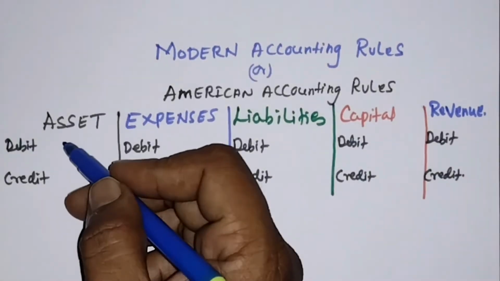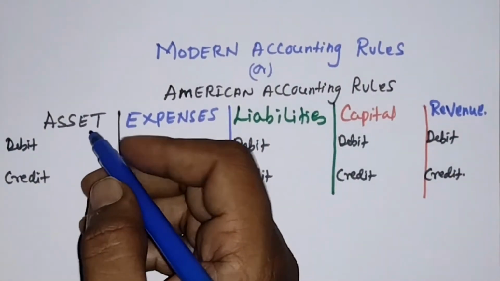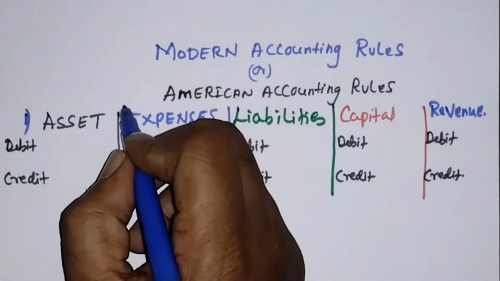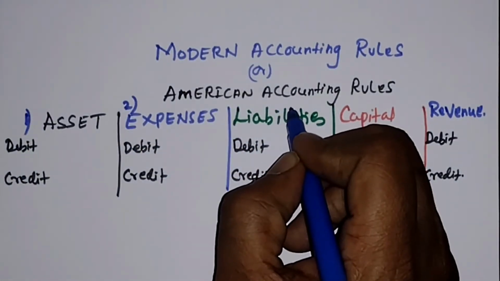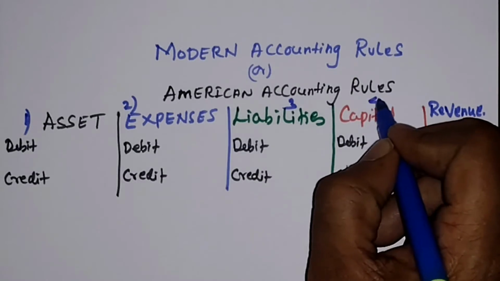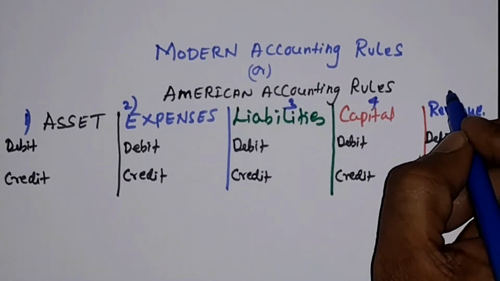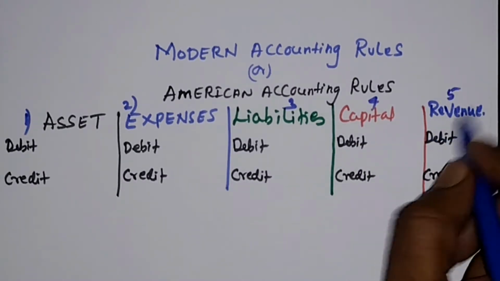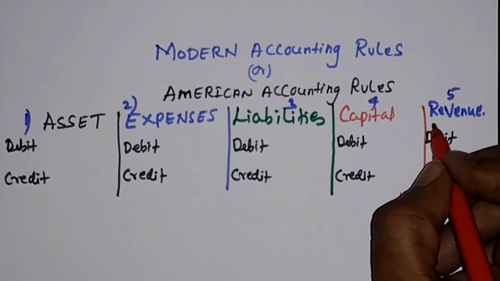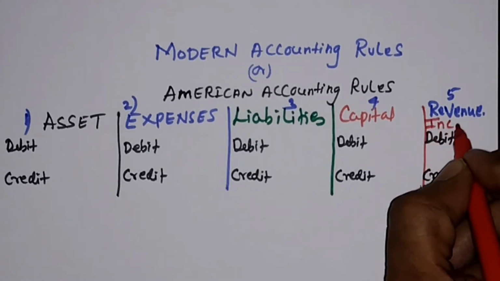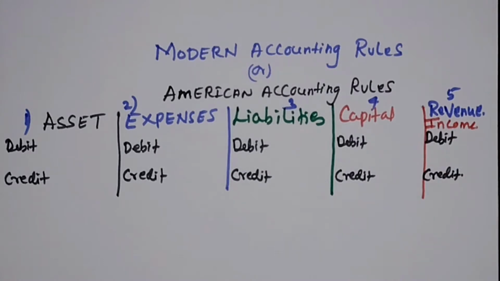Now coming to the classifications, they are made in such a manner that the first one is asset, the second one is expense, the third one is liabilities, the fourth one is capital, and the fifth one is revenue or income. It will be called either revenue or income.